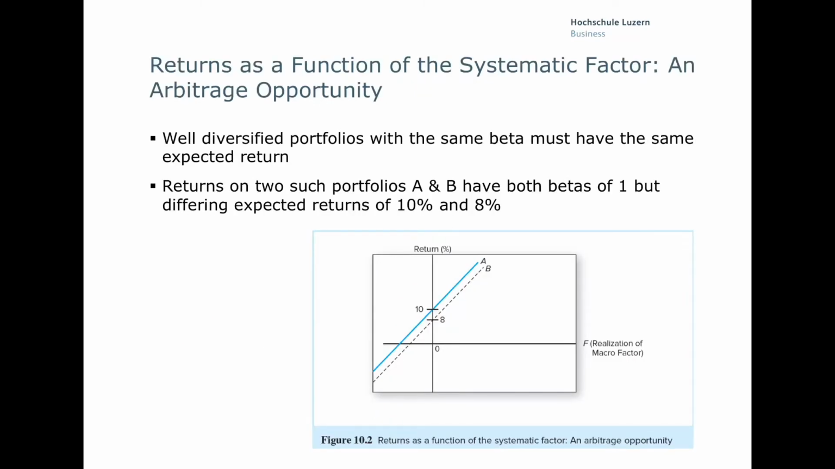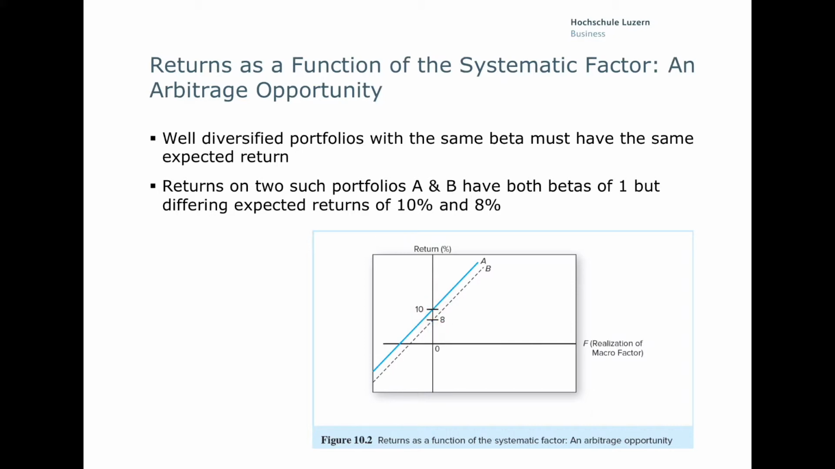Returns as a function of the systematic factor, an arbitrage opportunity. As previously shown, in a well-diversified portfolio, we are only left with systematic or factor risk. This is the basis of the security market line. The figure below shows two diversified portfolios, A and B, with betas of 1, but with differing expected rates of returns, for A equal 10% and for B equal 8%.